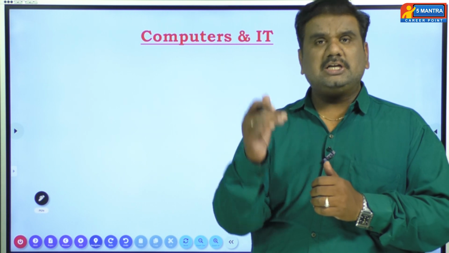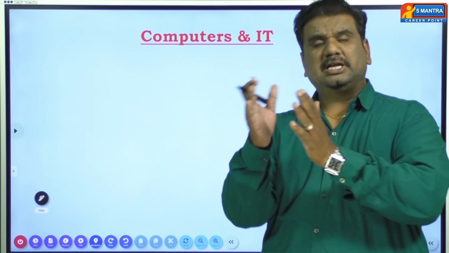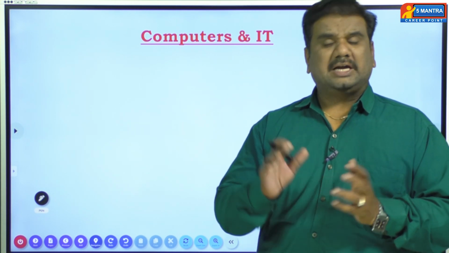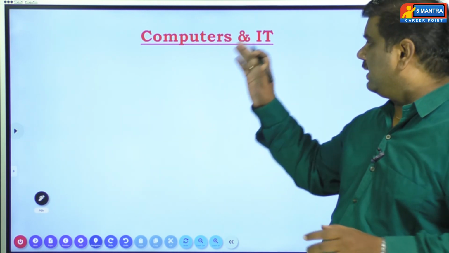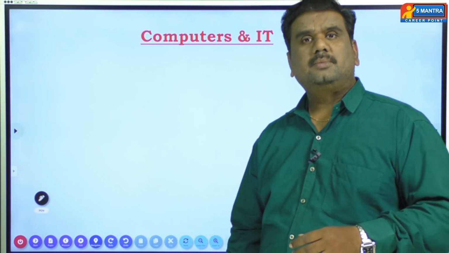So in the case of e-governance, you talk about various things: e-Sampark, e-Kranti, e-Office, MCA 21. What is the meaning of each and every particular thing? That is what we are going to discuss in computers and IT.